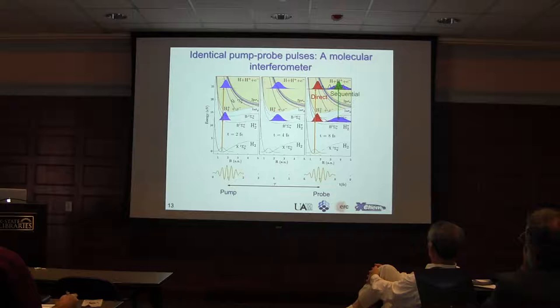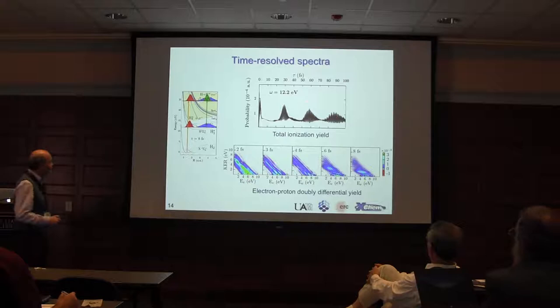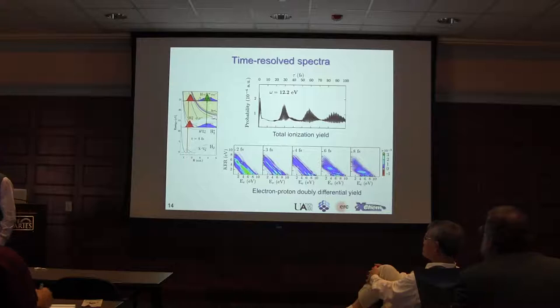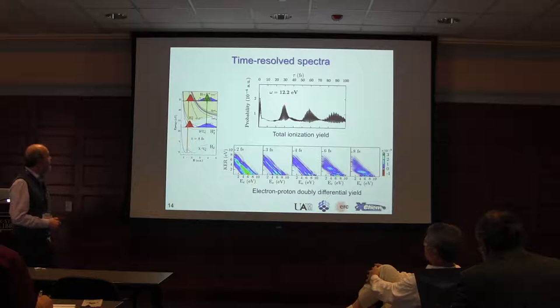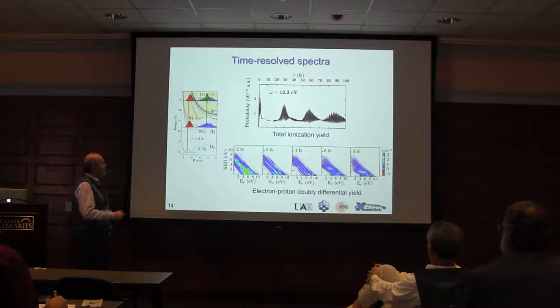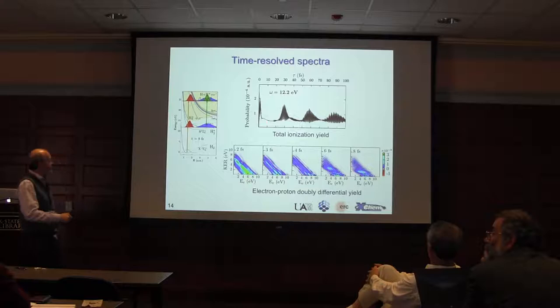Okay, here are the results. What I present here is the probability of ionization as a function of time delay between the pump and the probe pulses. The duration of the pulse we are using is one femtosecond, more or less, and the intensity is typically 10 to the 10 watts per centimeter squared. As you can see, as a function of time, we see some quite complicated structure with repetitions of different frequencies. And we see some revivals every 30 femtoseconds.